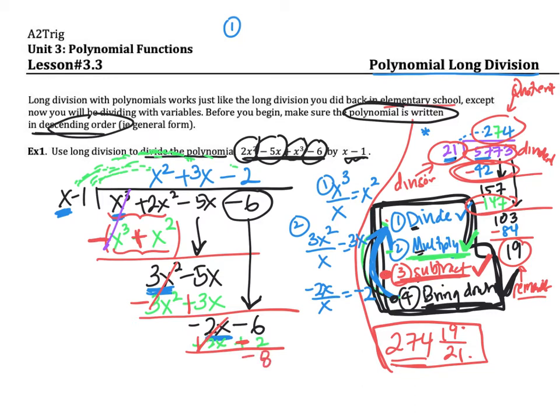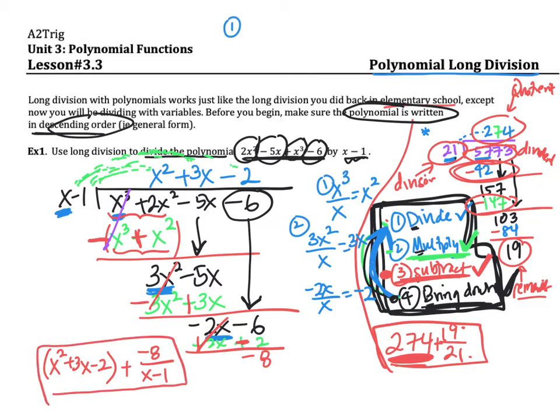Now, if I'm going to rewrite this, as a result, it would be x squared plus 3x minus 2. This is my quotient, right? That would be the same as 274. And then wouldn't that be the same if I added plus 19 over 21? Yeah, it'd be the same. So I'm going to add the remainder, which is negative 8, divided by my divisor, which is x minus 1.